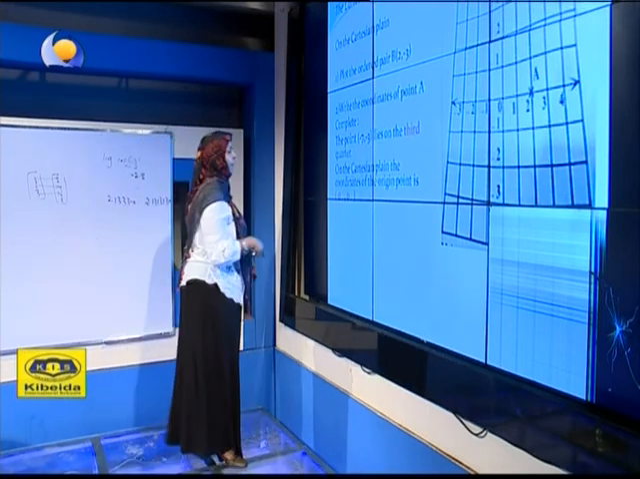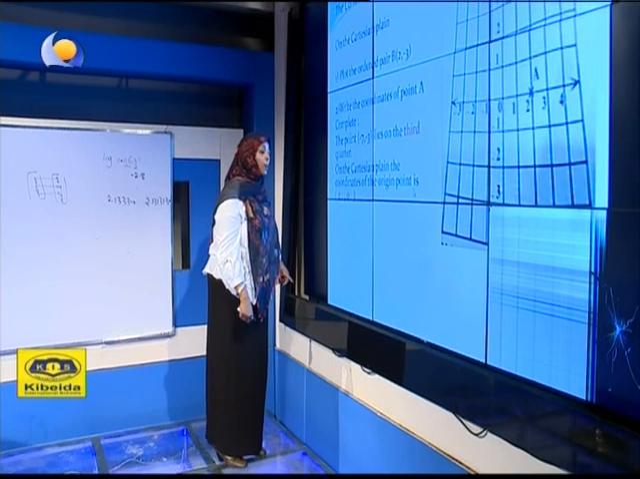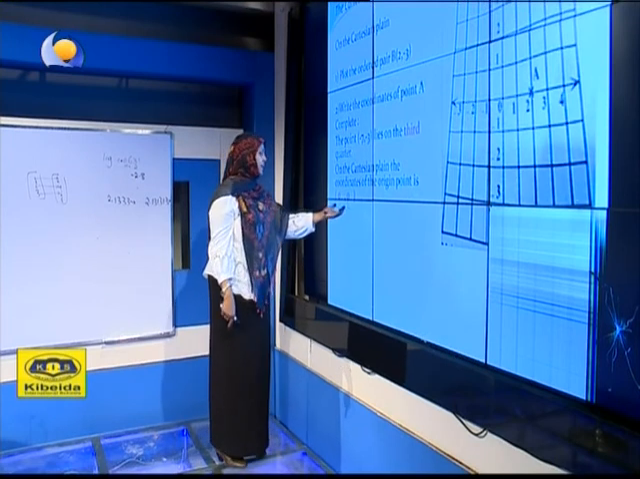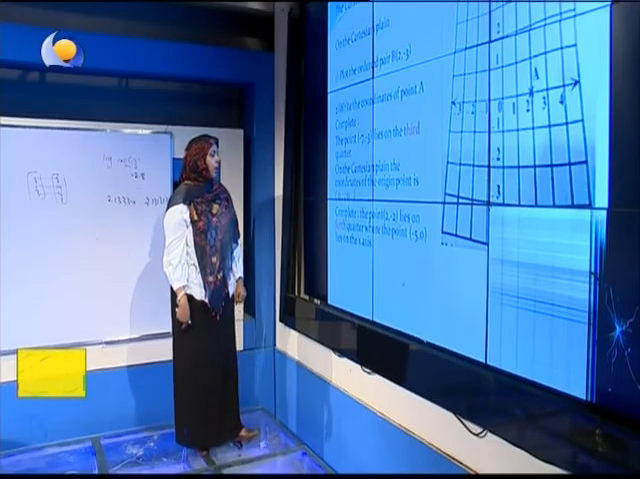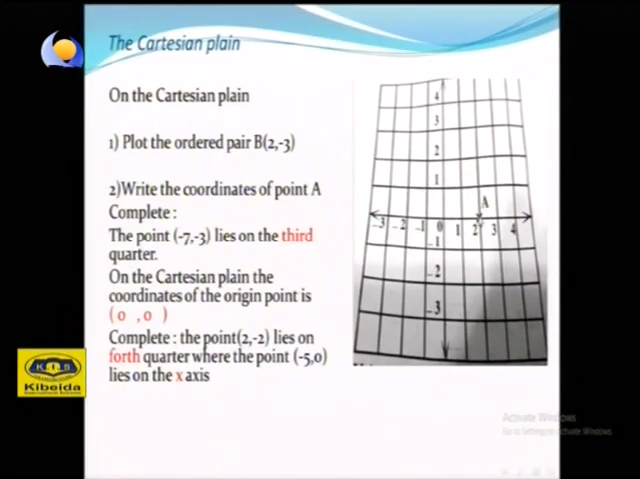Also in the Cartesian plane, the coordinates of the origin point, we talked about this before, is (0, 0). The point (2, -2), sorry, lies on the dash quarter. Here is 2 and negative down, then the point is here, and this is actually the fourth quarter. We all know that this is first, second, third, and fourth. In the quarters, we go anti-clockwise.